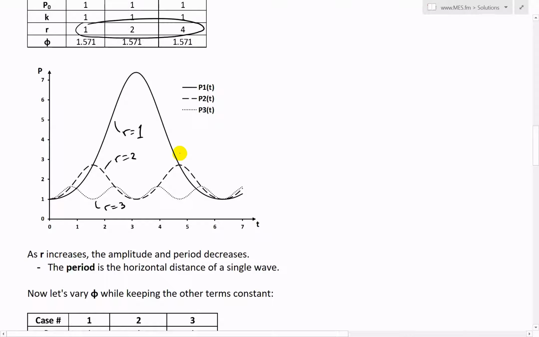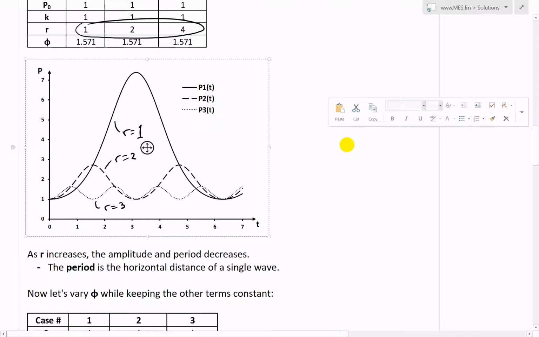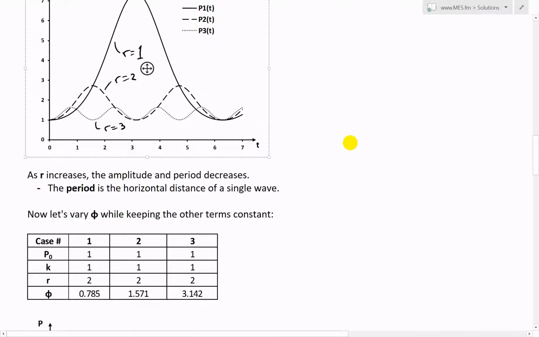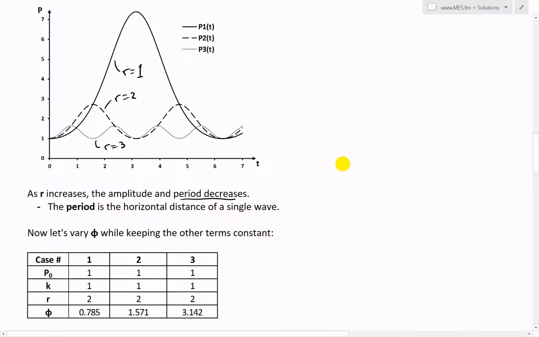But then what happens here is these dashed lines become smaller waves. And when you get R bigger, you get many smaller waves like that. So basically, as R increases, the amplitude and period decrease. In other words, initially R is small, so the amplitude is giant, and then it gets smaller and smaller. And the period is just the horizontal distance of a single wave.